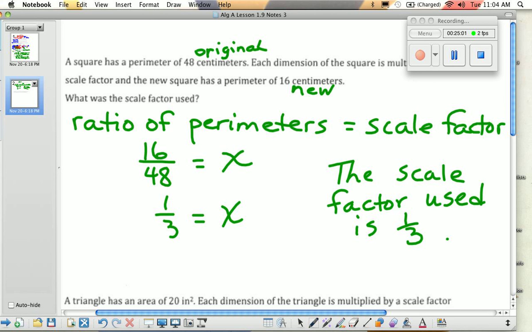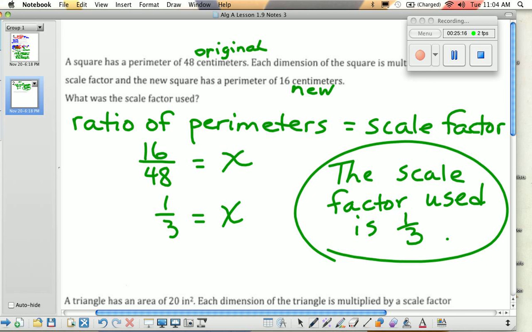Okay, so the scale factor used is 1/3. The ratio of the perimeters is the same as the scale factor, is the same as the ratio of corresponding sides. It all works out. So here's our final answer.